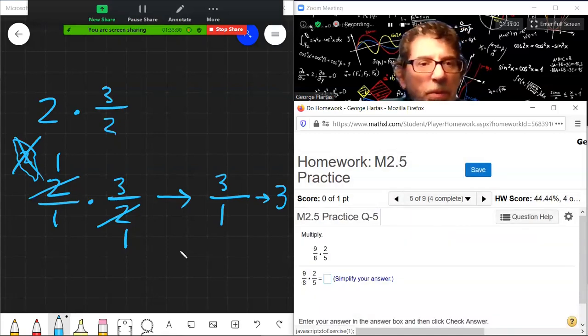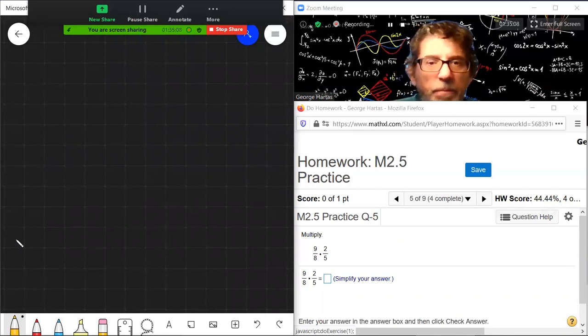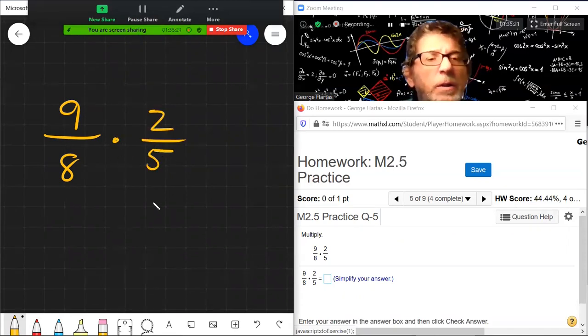All right, more multiplication fun. So let's see this one. 9/8 times 2/5. We're not going to multiply across. We're going to reduce first, if possible. Does this reduce? No. Does this reduce? No. Does that reduce? No. Does that reduce? Yes.